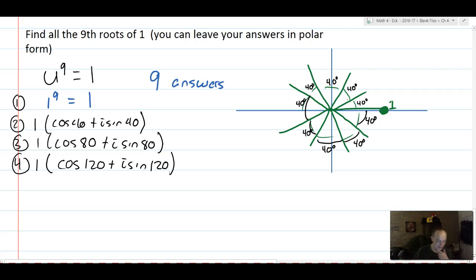Oh, hey, that's interesting, because I know that 120 is a nice number. Also, I think since this is over here, this would also count as a third root of 1, right? Sometimes a ninth root is going to be a third root as well. 40 and 80 wouldn't work, though. Those are the first time those appear as roots.